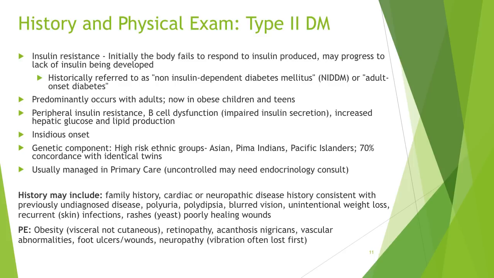On your physical exam, again, some obesity, but more so visceral, not cutaneous obesity. They may have issues with their eyesight, such as retinopathy. Many of these patients have the telltale or hallmark sign of acanthosis nigricans, which is the darkening in the folds of the neck, which is pretty typical for those patients with type 2 diabetes. They may have vascular abnormalities, foot ulcers, neuropathies.